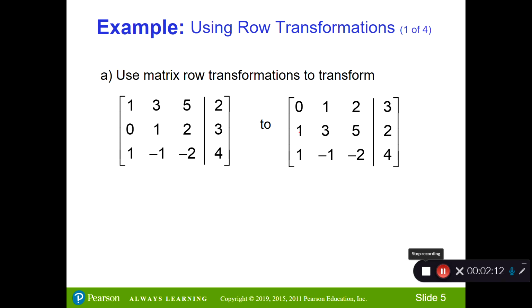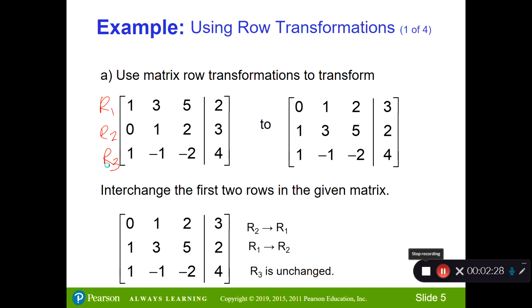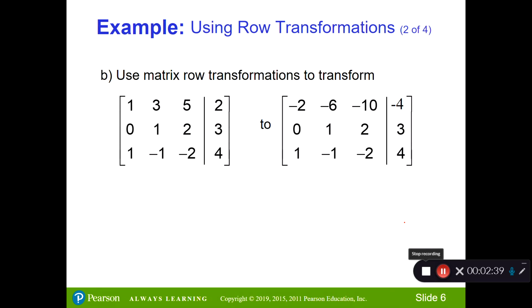So notice that in our first matrix here, the third row stays exactly the same, but the second row became the first and the first became the second. So if I call this row 1, this row 2, and this row 3, then all we're doing is switching row 2 and row 1. In your homework or quizzes, when you're doing this, you can just use this notation to indicate you're switching row 1 and row 2.